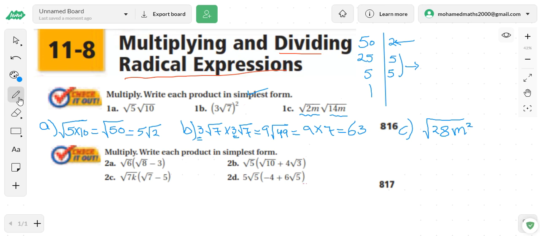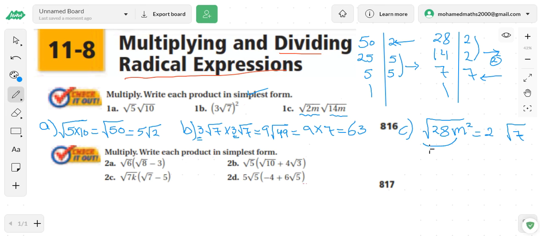Now we have to factorize 28 to write the answer in simplest form. So 28 divided by 2, it's 14, divided by 2, 7, divided by 7 is 1. So 2 2s, 1 2 outside, 7 inside. So it is 2 radical 7. Don't forget radical m squared, it will go outside the radical, so it is 2m. This is how we multiply radicals.